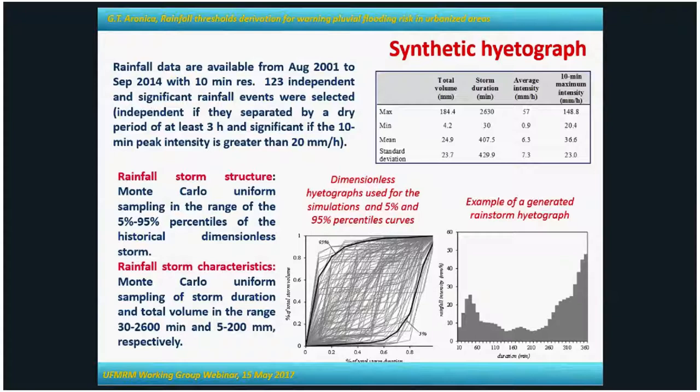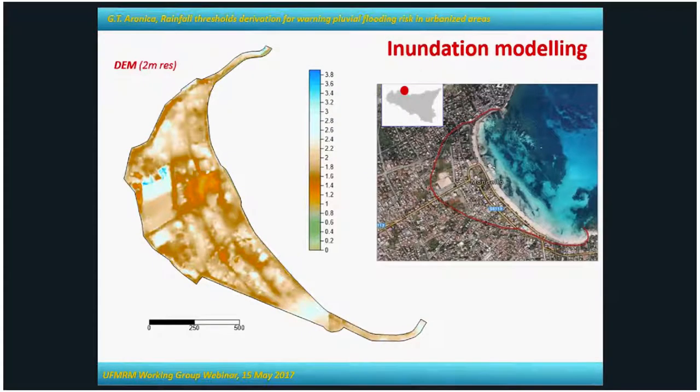So essentially the procedure allowed us to generate 1,000 rainstorm hyetographs, using a uniform sampling of the rainfall storm structure in the range of the percentiles, and a uniform sampling of duration and total volume. On the right, you can see an example of one of the generated rainstorm hyetographs. You can see duration in minutes and the rainfall intensity. Okay. So after that, we have the rainfall forcing, the input to the hydrodynamic model.